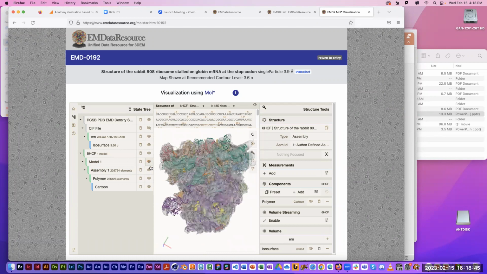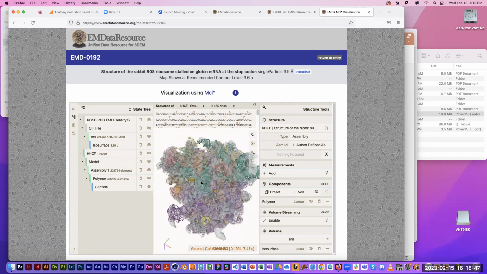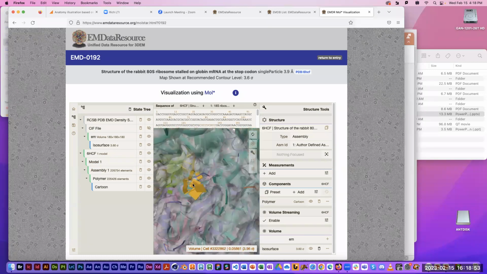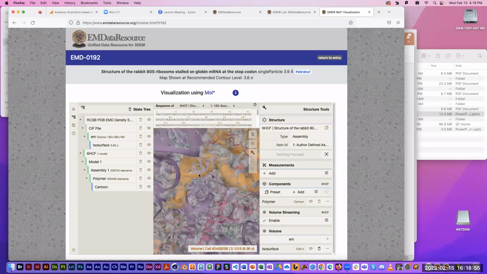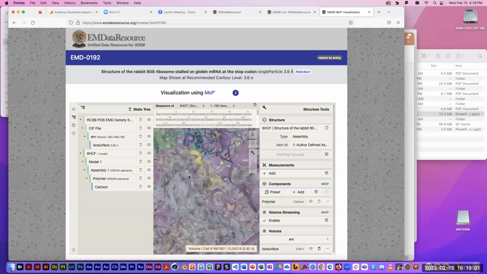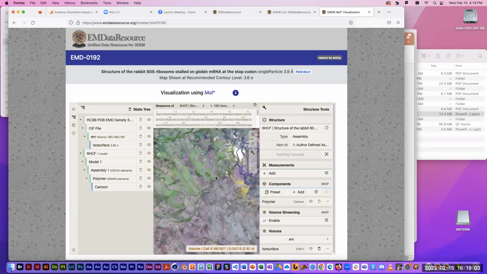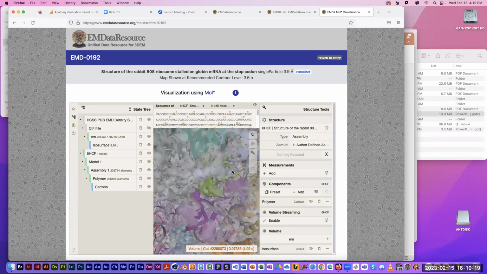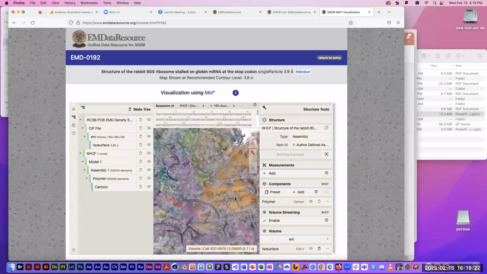What you're actually seeing is the molecular structure superimposed. All these little geometric shapes you're seeing are bits of protein and RNA, because the ribosome is actually made up of a combination of RNA and protein. I think it's like 60 or 70% RNA and 30 or 40% protein, all packaged together. So you're seeing all of that stuff here.